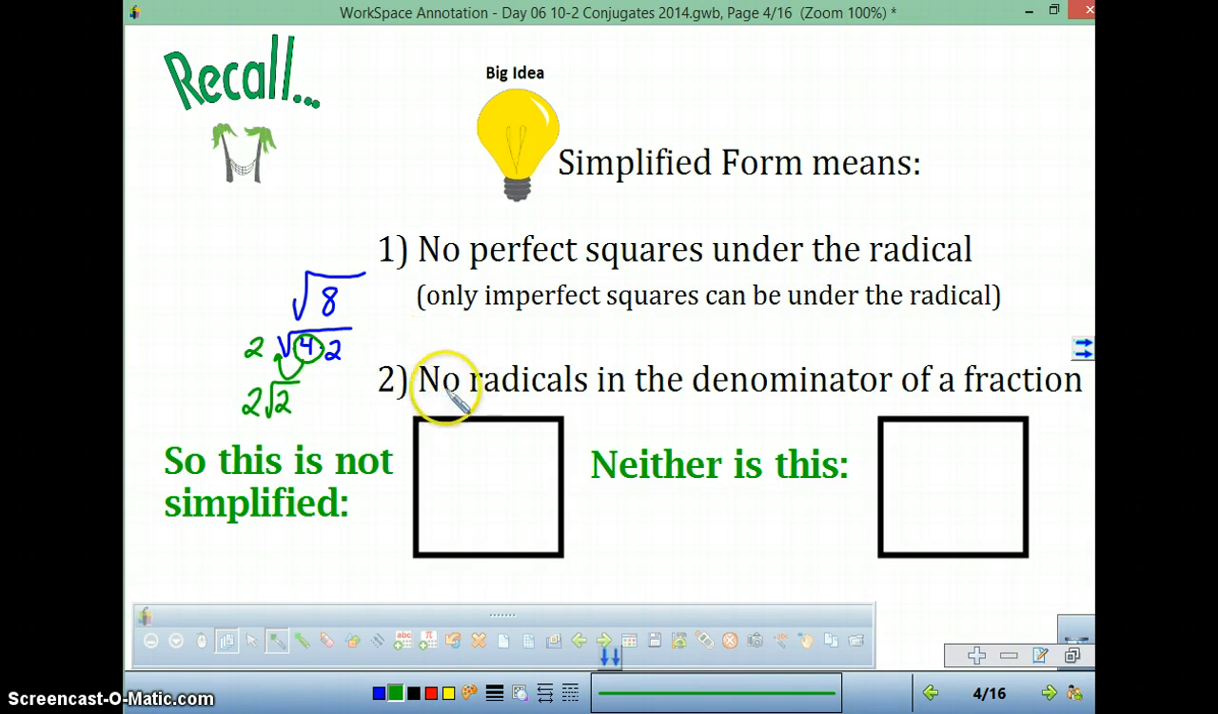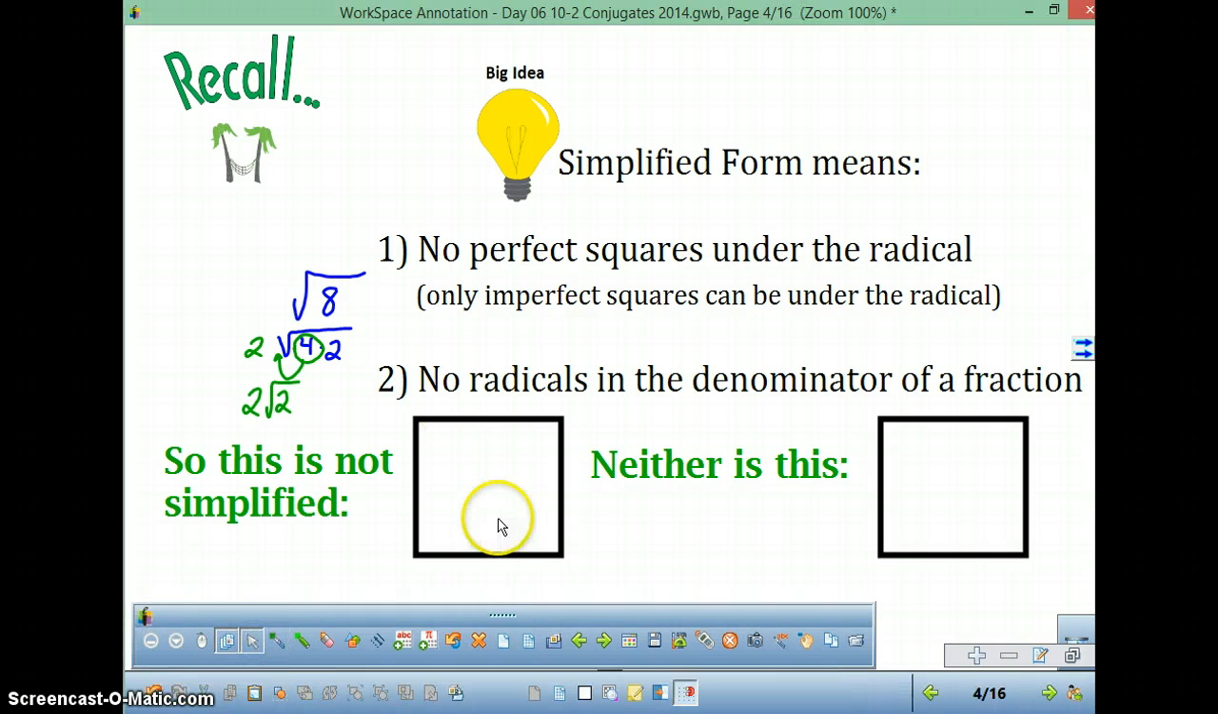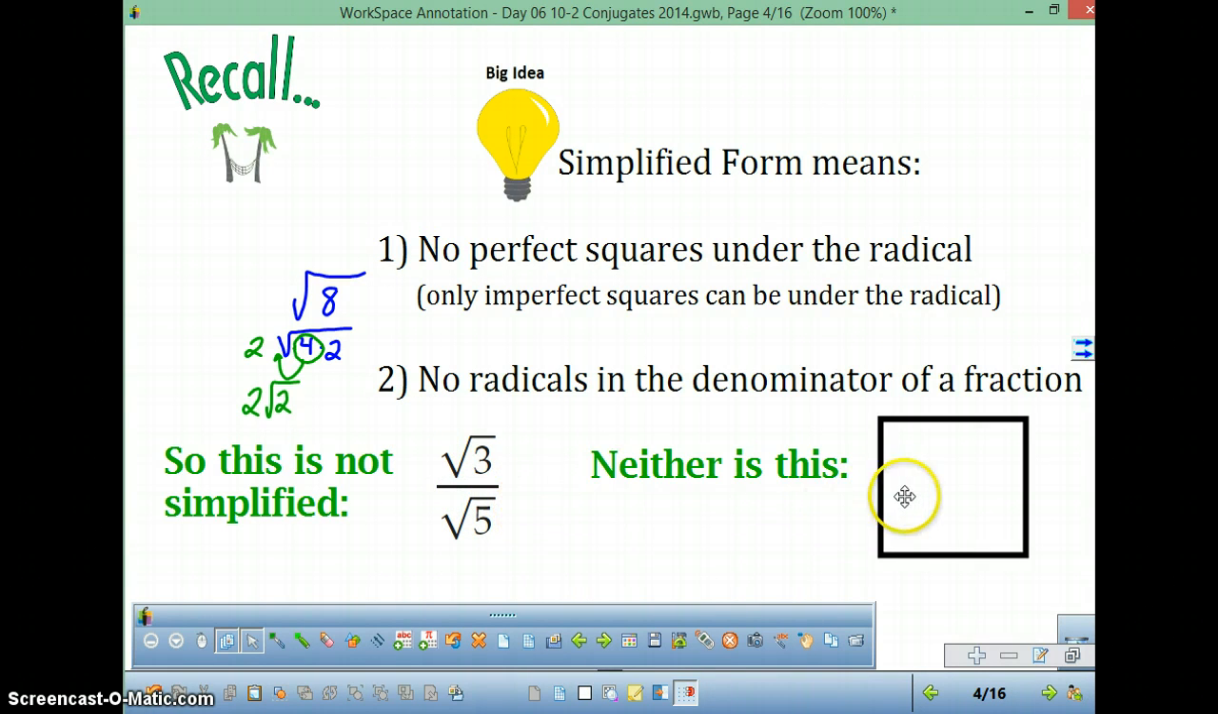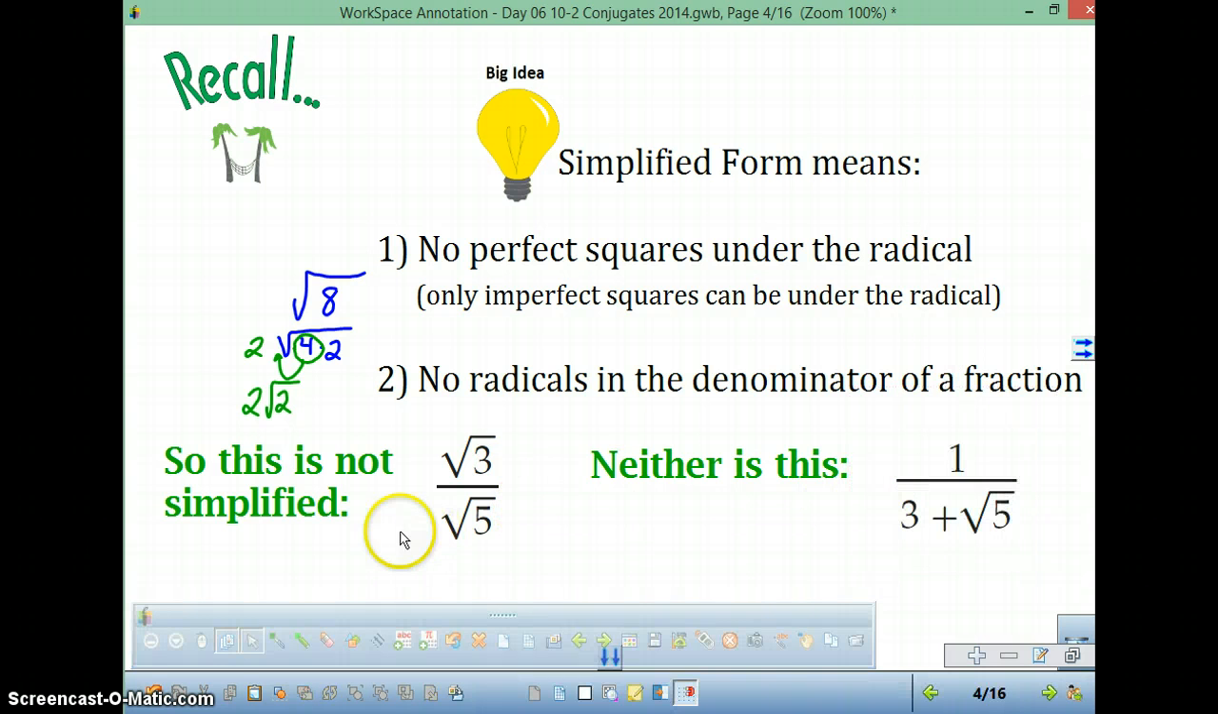The other thing that we have to know is that no radicals are allowed to be in the denominator of the fraction. So this is not simplified. Why? Because there is a radical in the denominator. And this is not simplified. Why? Because there is a radical in the denominator. We're going to deal with both of these cases today.